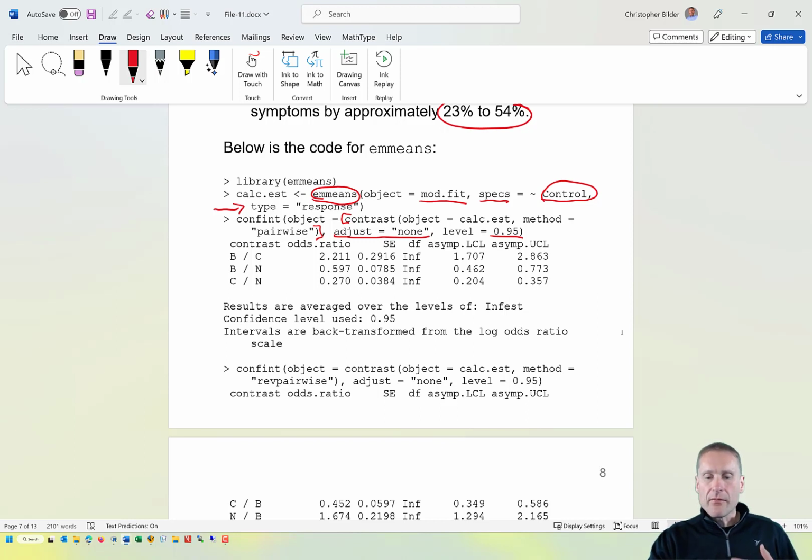If I want to compare B to C, I get an estimated odds ratio of 2.2. Here's my corresponding confidence interval, 1.7 to about 2.9. Note that I did not need an at argument in there for control. The reason is because control is a factor. There's a fixed number of levels, and so what the emmeans package and the corresponding function will do is say, okay, let's look at all possible combinations of those levels.